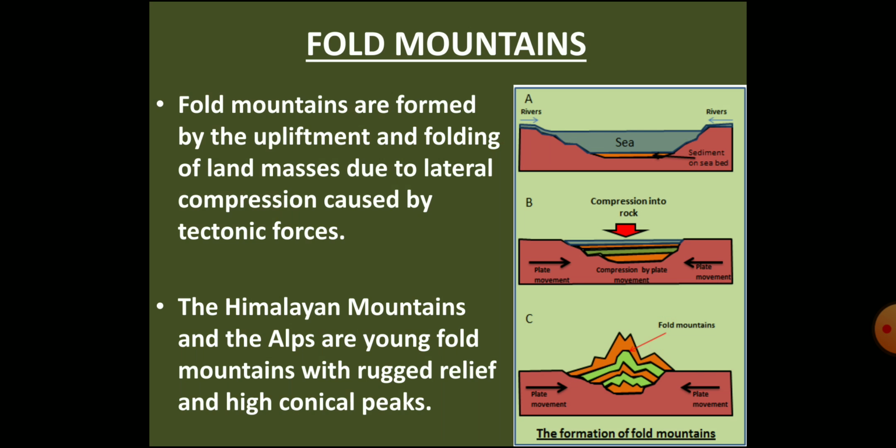Children, fold mountains are formed by the upliftment and folding of land masses. When two tectonic plates move towards each other, the place where the two plates meet or converge gets compressed. The crust along the point of convergence gets folded, resulting in the formation of fold mountains. The Himalayas and the Alps are young fold mountains. It means the Himalayas and Alps were formed in the recent geological past. These mountains have rugged or uneven relief and high conical peaks.